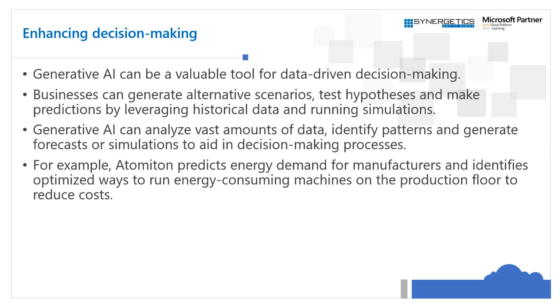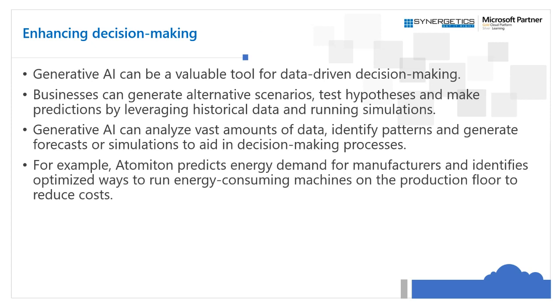Generative AI can analyze vast amounts of data, identify the patterns, and generate forecasts or simulations to aid in the decision-making process. So we use AI technologies to analyze the historical data and generate reports based on that, and then we can take decisions based on that. So it can give recommendations, okay, based on the analysis, this may happen and you can do these things. These suggestions can help organizations take a decision on a particular scenario.